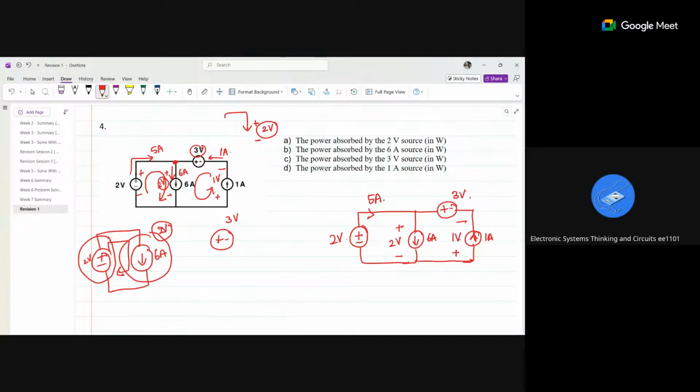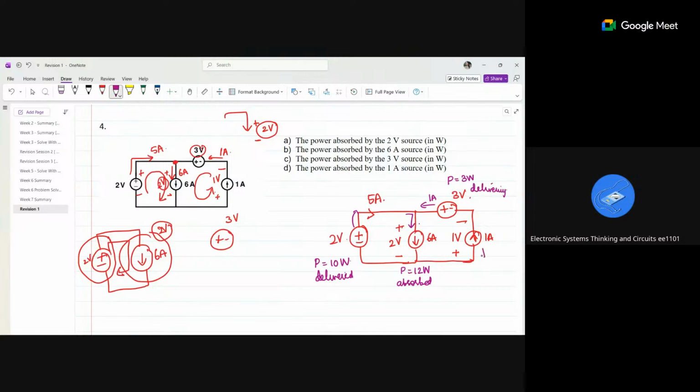Now here, the power VI is 10 watts. Is it delivered or absorbed? The voltage source is giving out the current, so it is delivered. Now what about the 6 ampere? The current is entering the plus terminal, so it is absorbed. The power is equal to 6 times 2, 12 watts. Then what about this one? 1 ampere is coming out of the positive terminal, so the power is 1 times 3 volts, 3 watts, delivering.